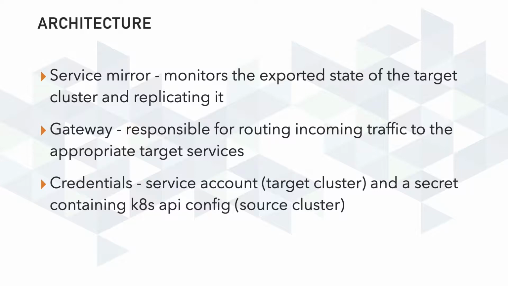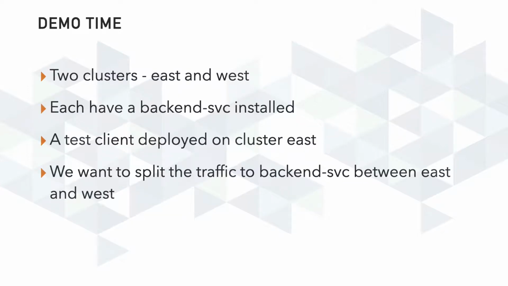Now, with all of that being said, it's actually pretty informative to do a demo and show you how this feels and what you can do with it. In our demo, we have two clusters, east and west. Each cluster has a backend service installed, and a test client is deployed on cluster east. This test client is just a container which we can use to curl. What we want to do is split the traffic to the backend service between cluster east and cluster west.